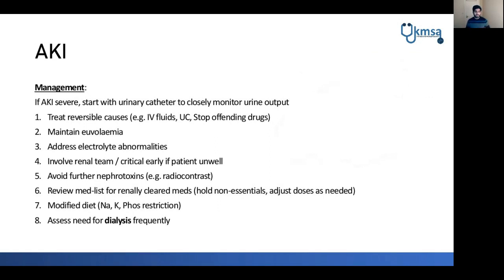You want to avoid further nephrotoxins, which sounds obvious, but often in a hospital setting, sometimes I know myself, we order or request scans without thinking about the patient's baseline. If you order a CT TAP or CT abdomen with contrast, a patient with a severe AKI can't get that, or shouldn't. Then you're going to review their med list. You're going to hold whatever you can that's not essential, and if everything's essential, you're going to make sure that it's dose adjusted if it needs to be. You're going to put them on a modified renal diet, and then constantly assess the need for dialysis. And if you do that, you'll hopefully fix anyone with an AKI.